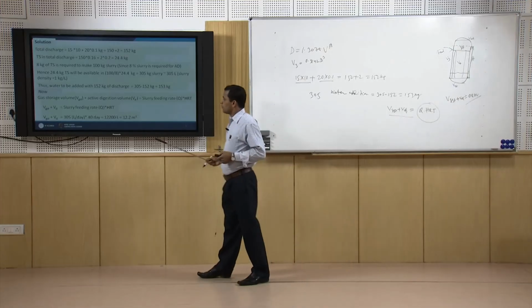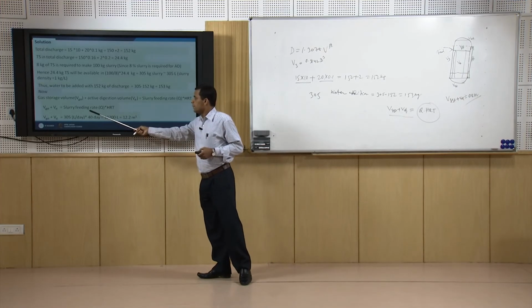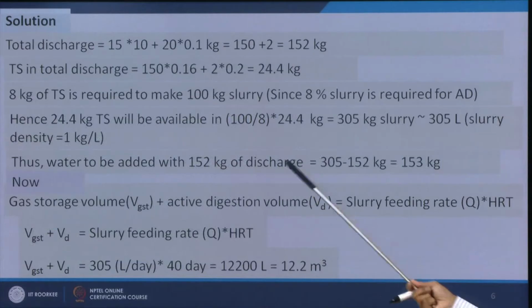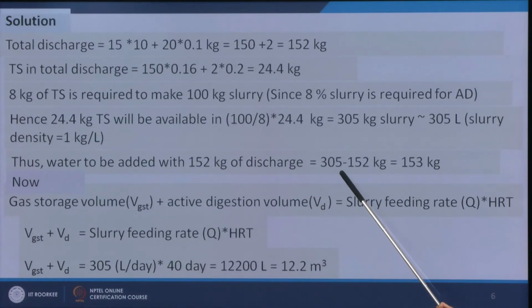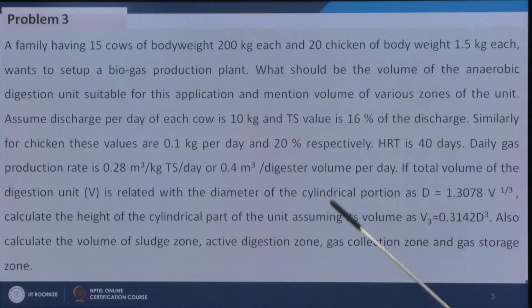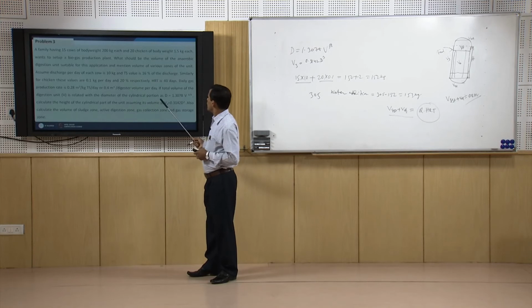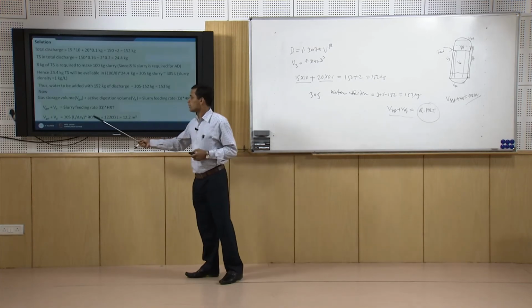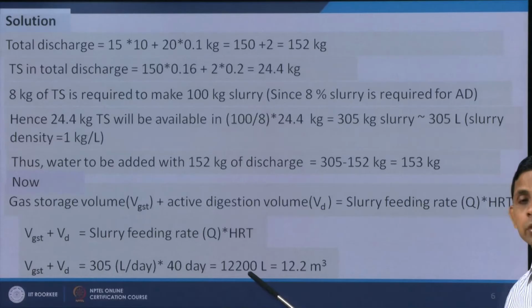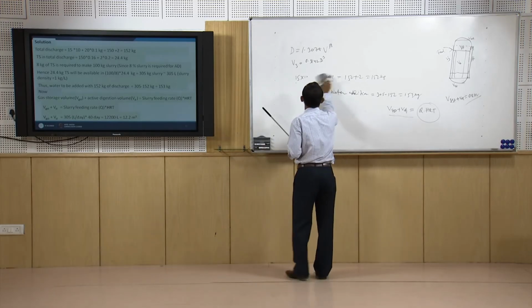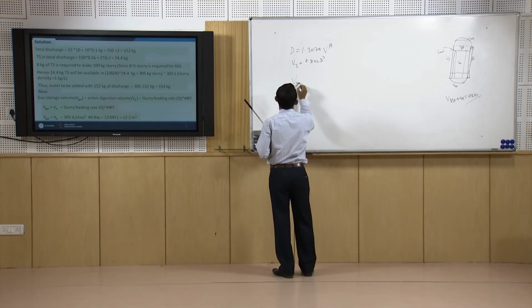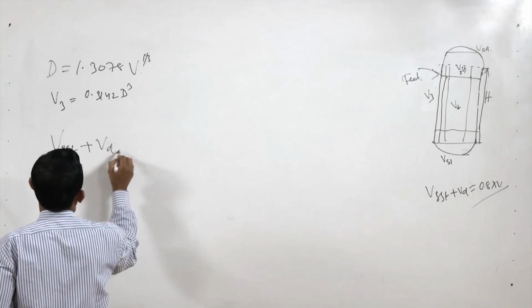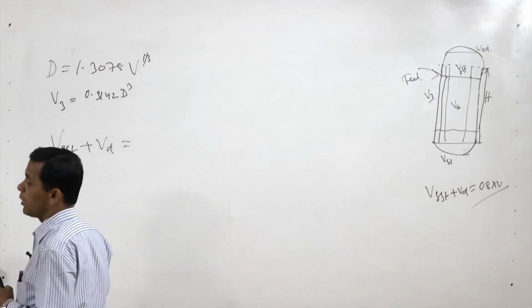So, here what is the slurry feeding rate? The slurry feeding rate is our 305 liter per day into HRT. HRT is 40 days. So, we multiply 40 into 305, and it comes to 12,200 liter. So, VGST plus VD, we are getting how much?